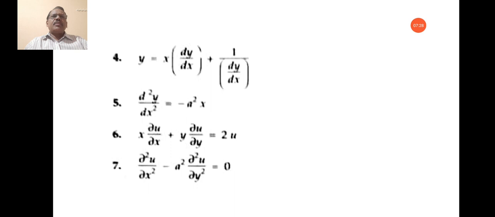We call these dou u by dou x, dou u by dou y, dou square u by dou x square, dou square u by dou y square partial derivatives. The equations which involve partial derivatives are called partial differential equations. So mainly there are two types: ordinary differential equations and partial differential equations.